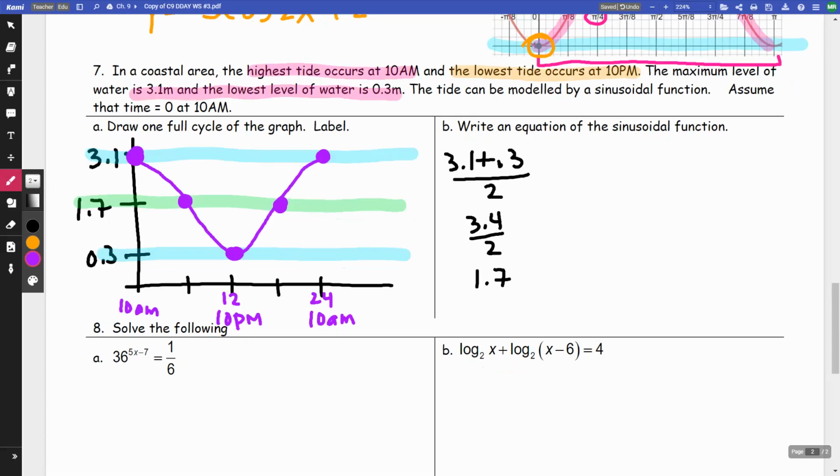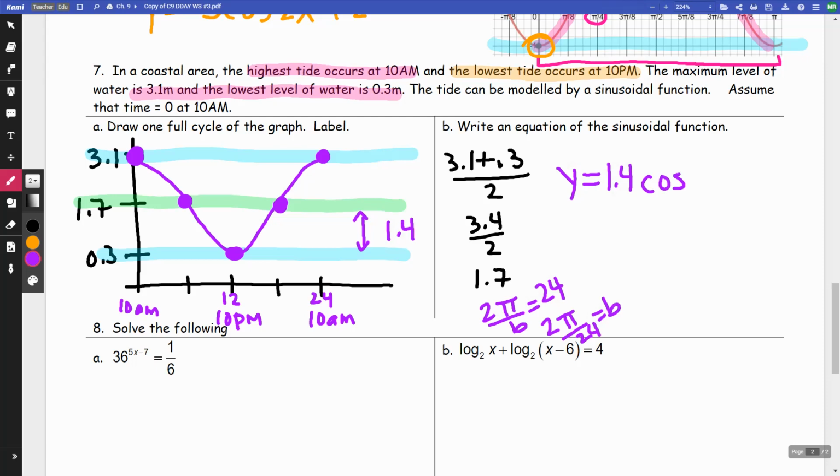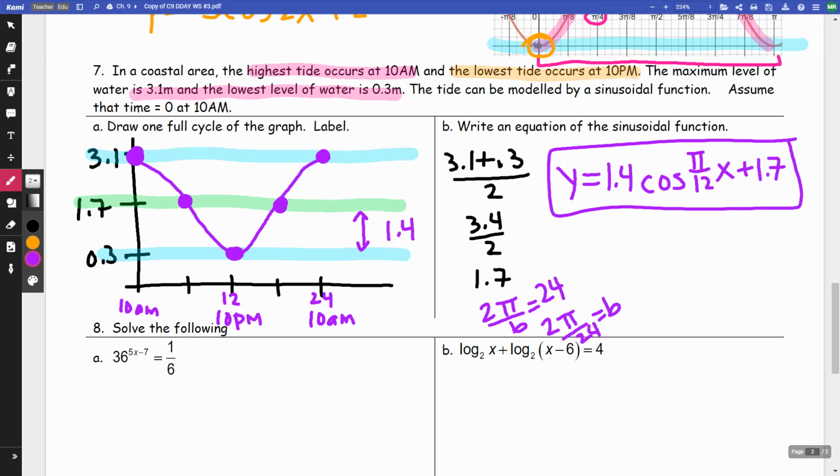So for this graph, this is going to be y is equal to, the distance from here to here is going to be 1.4. So it's going to be 1.4. I'm going to do it as a cosine. Our period is 24 hours. So I'm going to go 2 pi divided by b equals 24 hours. So 2 pi over 24 equals b, which means this is going to be pi over 12 times x plus 1.7. And that's going to be our equation.